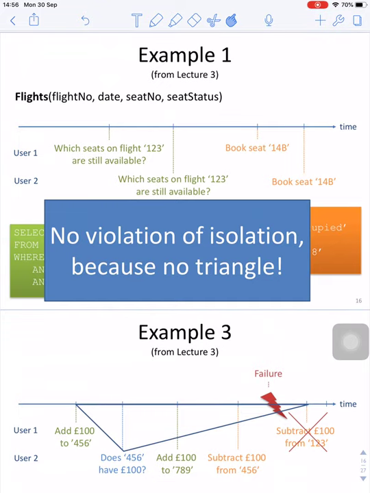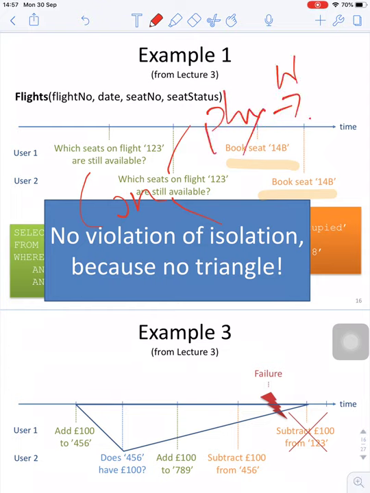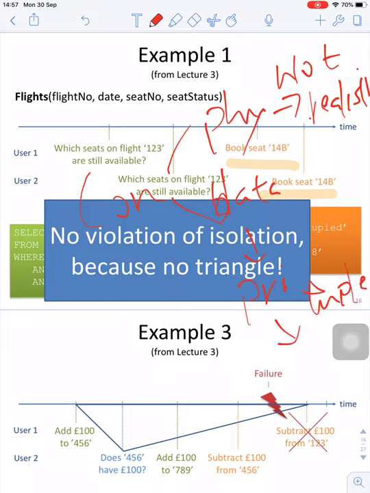Consistency means two parts. One is physical: something unrealistic must not happen. Or, from the database perspective, one primary key must match one tuple, otherwise it is not good. So the reason why there is no isolation violation here is that there is no triangle. Just number, no triangle, no isolation violation.